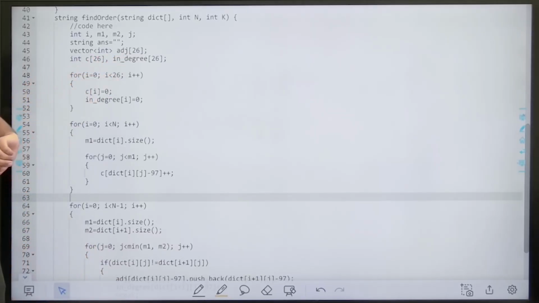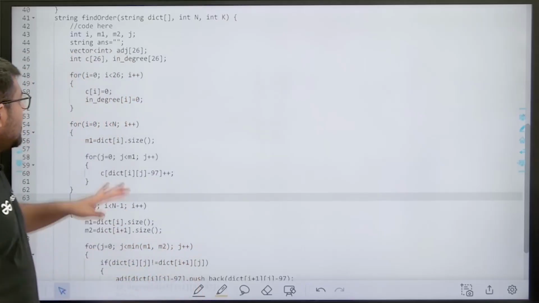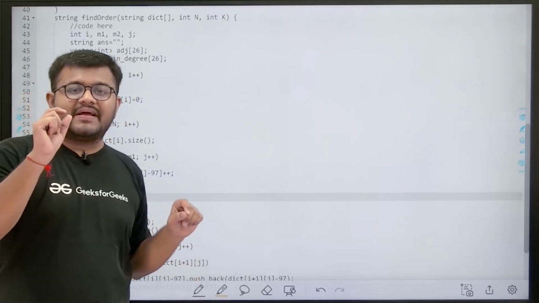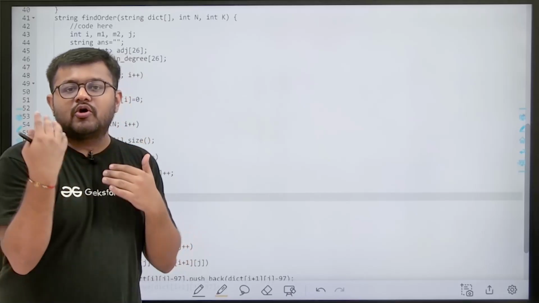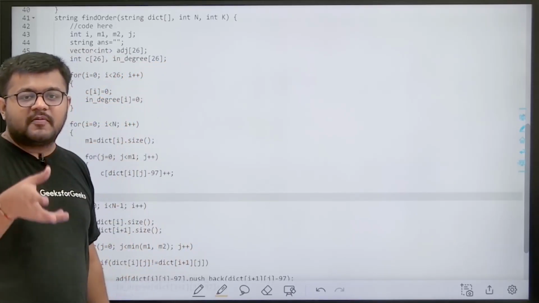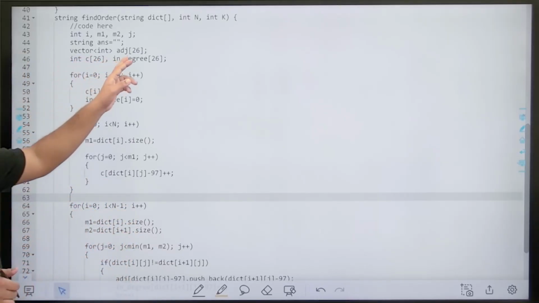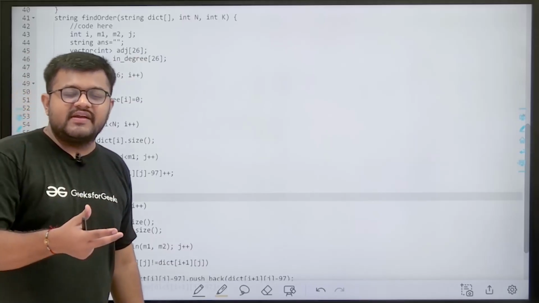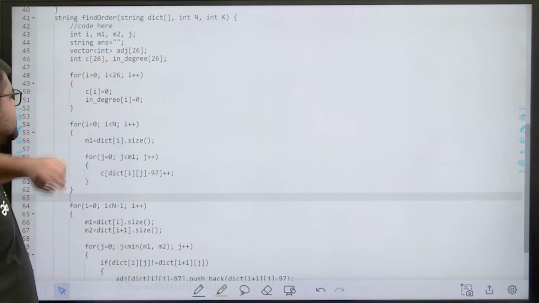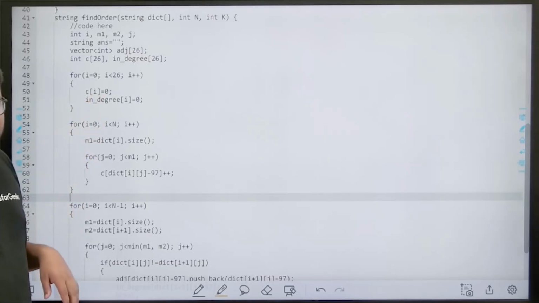I have taken one vector adjacency, one counter array and an in degree array. All of them are of size 26. Why? Because the number of distinct characters can at max be 26. So counter of 26 will denote how many times a particular character has occurred among all the strings. In degree will basically denote what is the in degree of a particular character, like how many directed edges are towards it, and in order to store the edges I need an adjacency list. So I have taken an adjacency list of size 26. First of all, I have made the counter array and in degree array 0, okay.